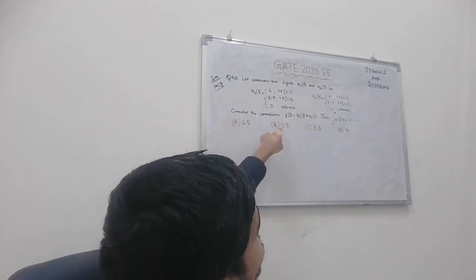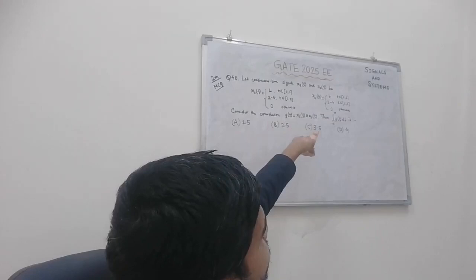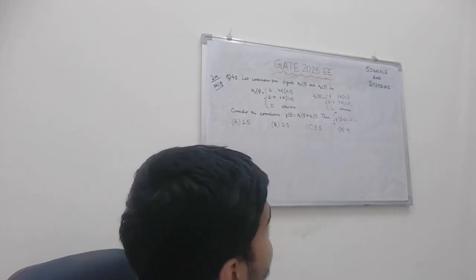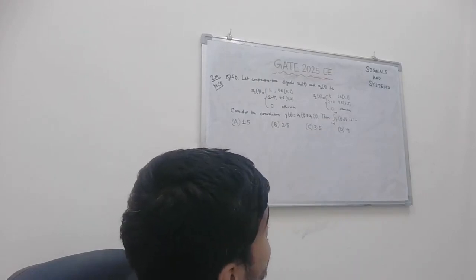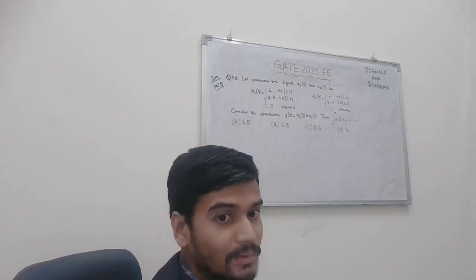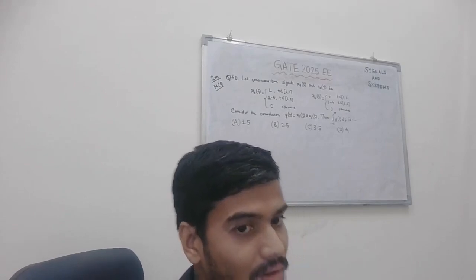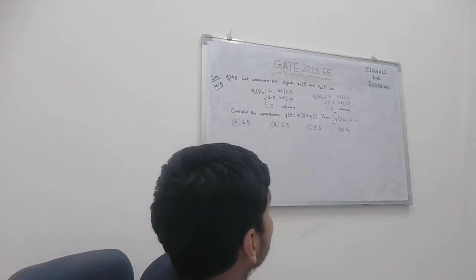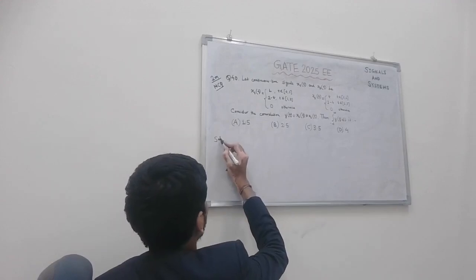Consider the convolution y(t) = x1(t) convolved with x2(t). Then the integration from minus infinity to infinity of y(t) dt is: the options are A 1.5, B 2.5, C 3.5, and D 4. Let's move on to the solution to this question. A trick will be used, related to the continuous time convolution of two signals. Let's explore how that can be done.